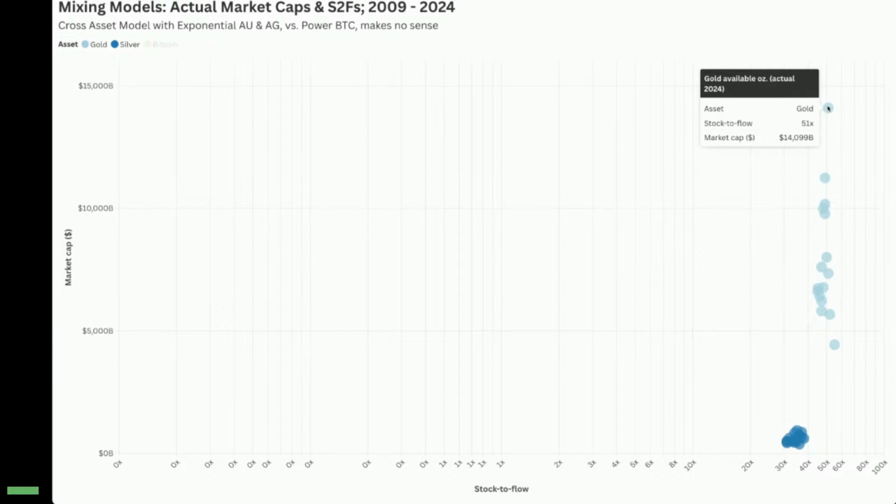This is available gold. All right, so this does not include industrial gold. Around 50x, and now we have a market cap of gold of $14 trillion. And by the way, these are averages throughout the year. Averages, taking monthly averages. So very smooth, rolled figure.